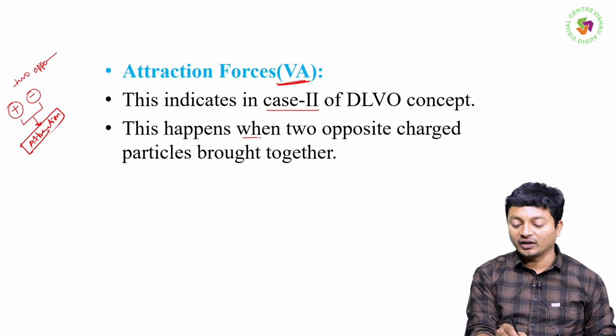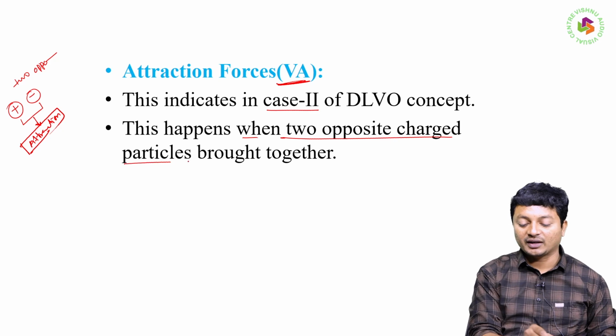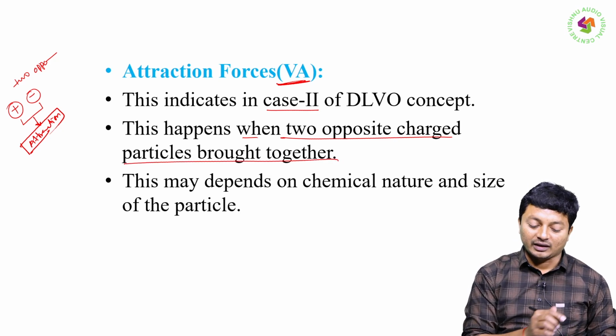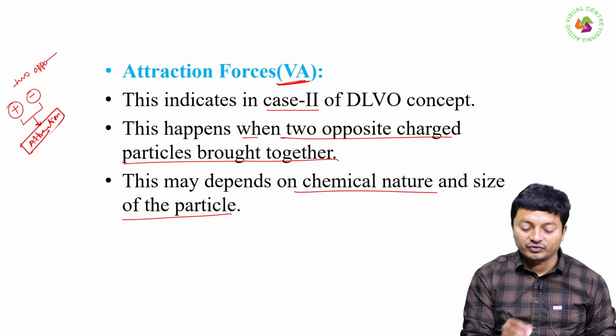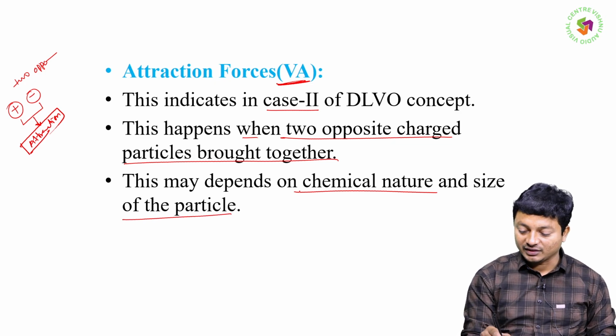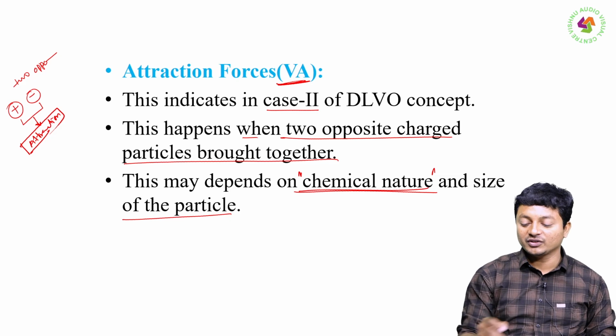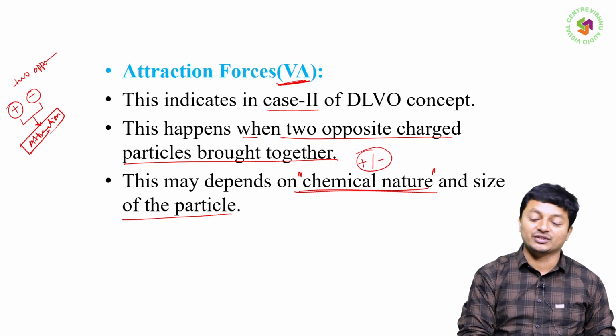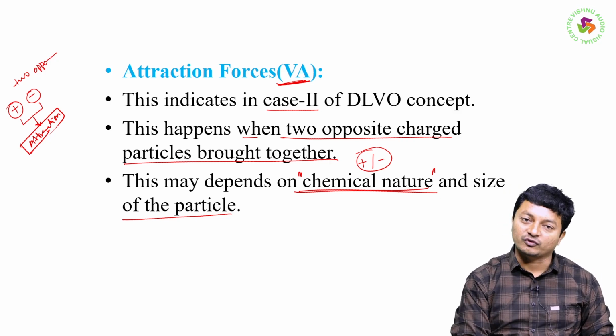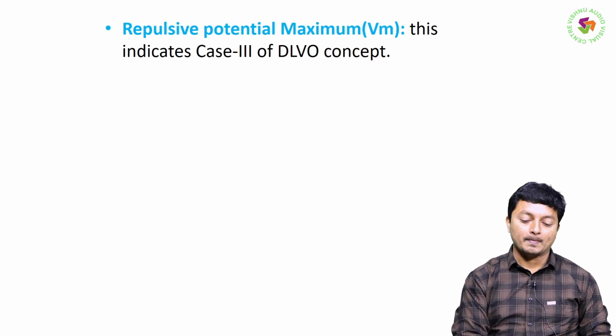This happens when two oppositely charged particles are brought together, and this may depend on the chemical nature and size of the particle. It depends completely on the chemical nature, because the particles will contain positively charged and negatively charged parts. When we have positive and negative charges, then only the attraction force will increase.